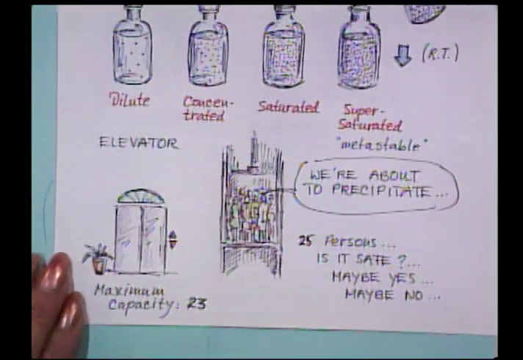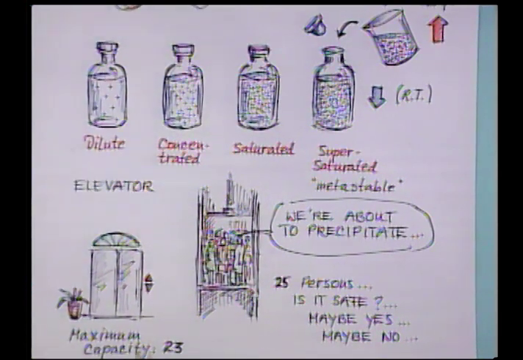Now I can compare this to an elevator that has its limit capacity, like for instance 23, and then when too many people get in, it's sort of a borderline stability state. You can be okay, but you might not be. So that's what we call quasi-stable or metastable. So that's maximum capacity here as well.